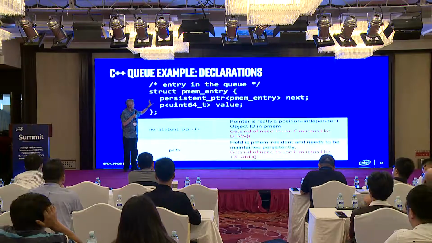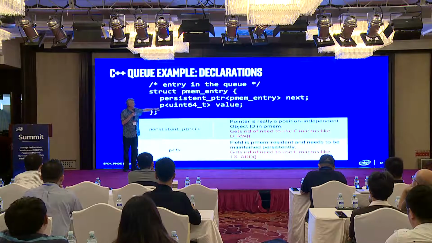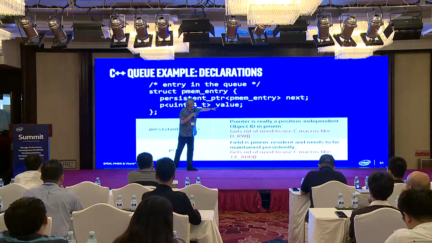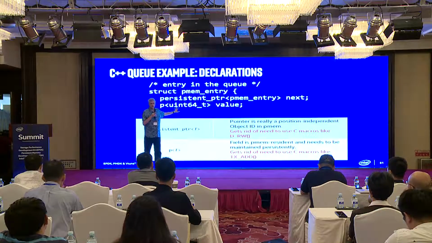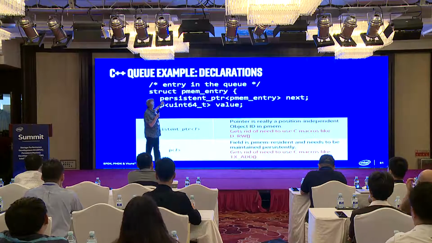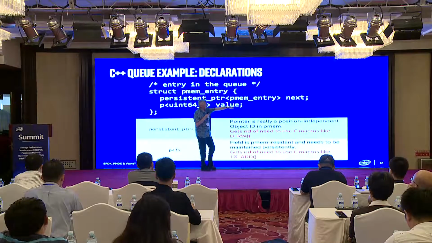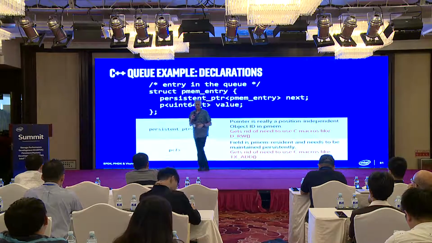And what you do is, if you have a data structure that you want to live in persistent memory, you indicate it with this little P template here. See that little P? That says that value is a persistent memory resident uint64_t. And this little persistent pointer template here says that next is a pointer to a PMEM entry. Okay, and it is in persistent memory.